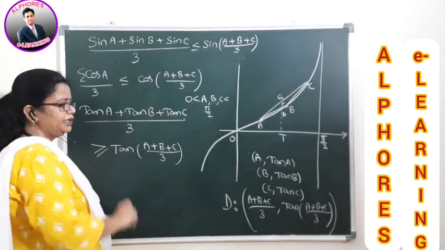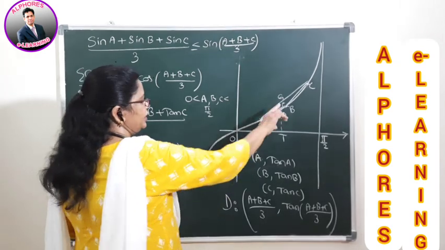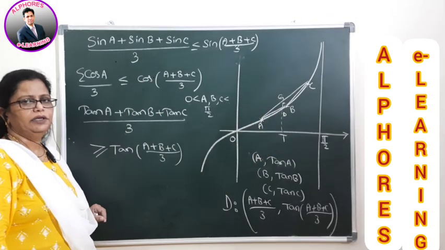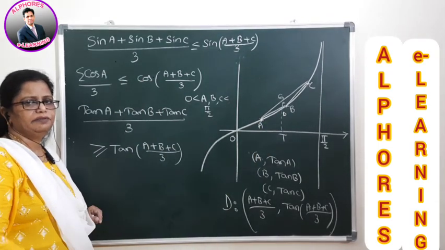Now once you got the D coordinates in this way, what about the value you got here? It is greater than or equal to. What is the reason behind it? This GT is larger when compared to DT. Therefore we obtained it in this way. Understand?